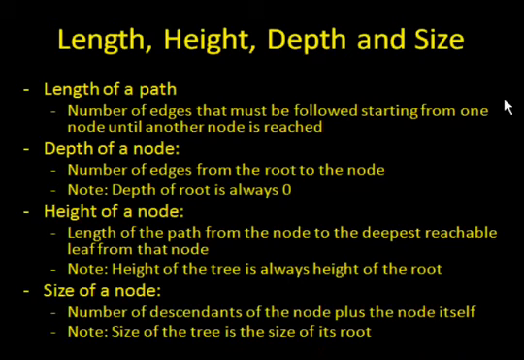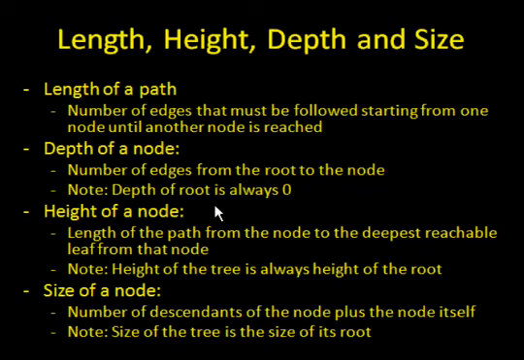And there you go. Now, if you are talking about the length of a path of the tree, that's the number of edges that must be followed starting from one node until the last node is reached. The depth of a node is considered to be the number of edges that the root is away from a node. Note that the depth of the root, that is the node at the very top, is always 0. The height of the node is the length of the path from the node to the deepest reachable leaf from that node.